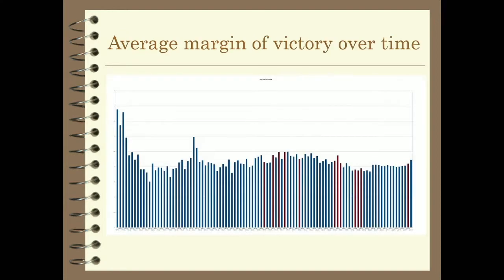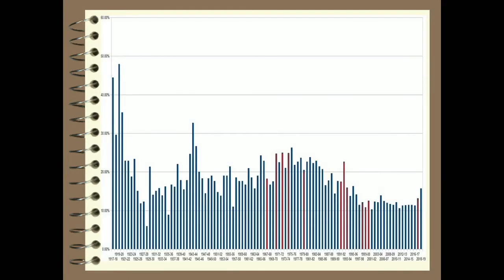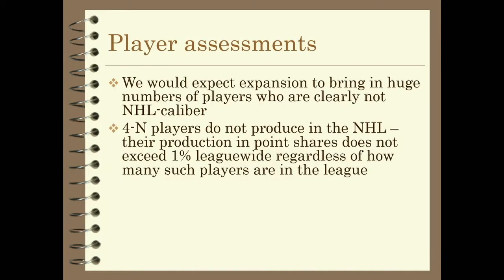Goal differential, this is over time. These barely move. This is between 1.8 and 2.2 goals per game is the average margin of victory at any point. Expansion has a very minimal impact on any of this. Blowout games, we would expect to see teams getting blown out. Doesn't really seem to have much of an impact. It jumps in an expansion year, but it trails back just as quickly. It doesn't ratchet up. Player age, that will be for the full presentation at a later point.